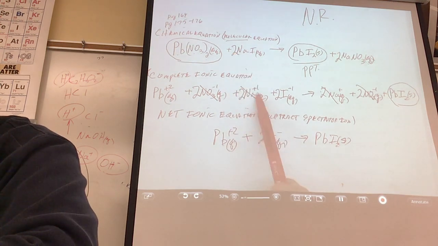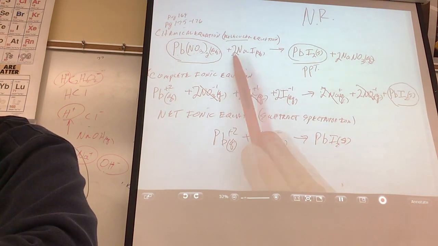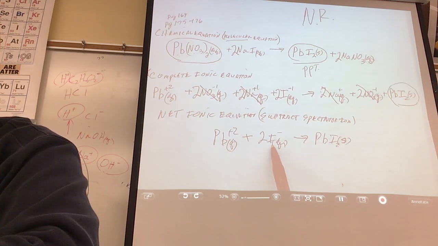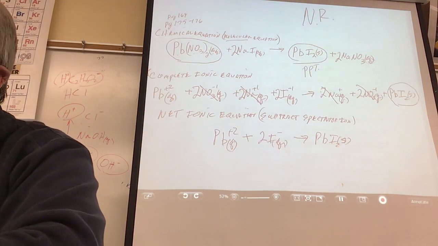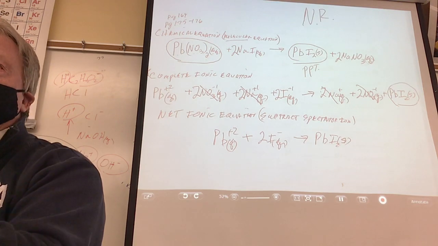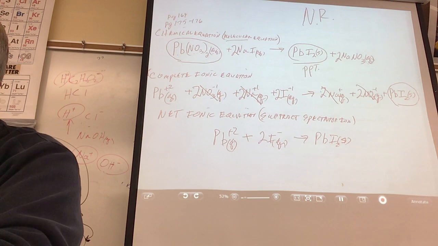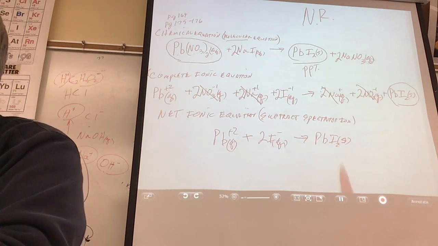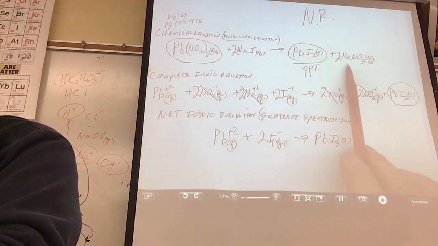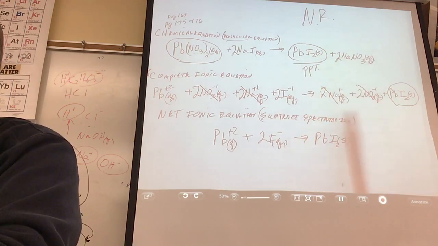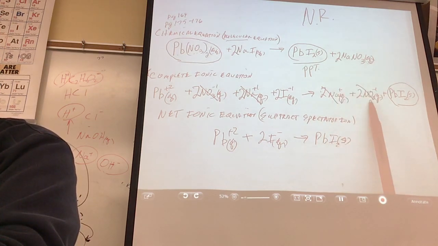What's over here in this beaker? Not sodium, but sodium what? +1 ions, aren't they? And plus what else? 2 iodide ions, right? I know iodine can be diatomic when it's by itself, but this is not iodine. This is the ion of iodine. Okay, now, what happens over here? You get 2 sodium ions, aqueous, plus 2 nitrates, aqueous.